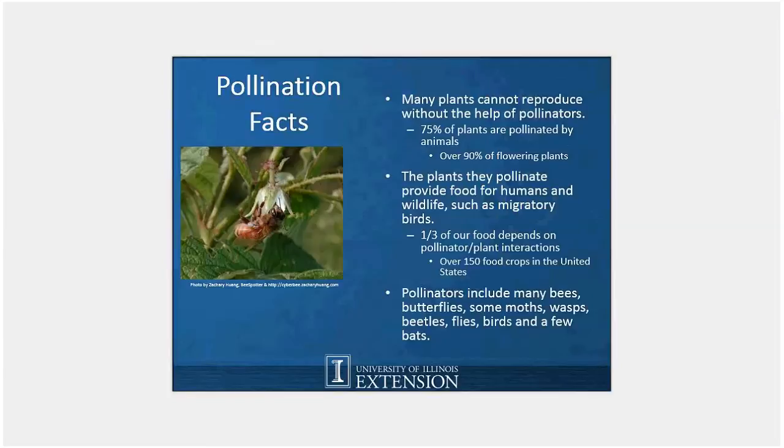This is stuff like apples, peaches, pumpkins, sunflowers. In that picture on the left, we've got a honeybee pollinating some raspberry. There are many different kinds of insects and other animals that will pollinate. They include what we typically think of: bees, butterflies, some moths, wasps, as well as beetles, flies, birds, and a few bats. Birds and bats not so much in the Midwest. Those are more tropical areas, but they will also pollinate some types of plants.